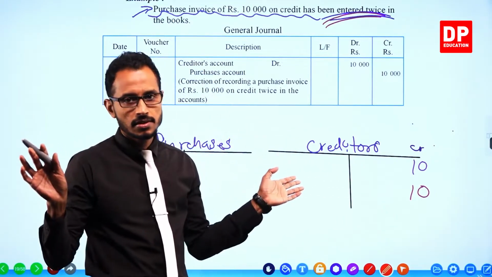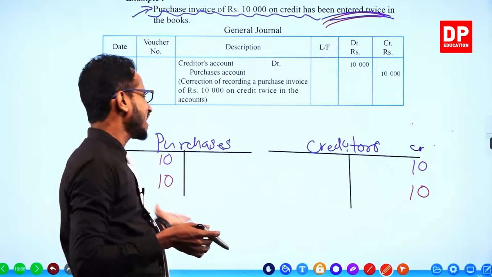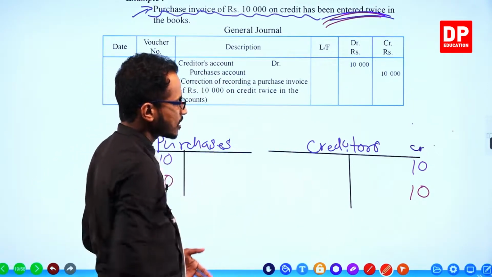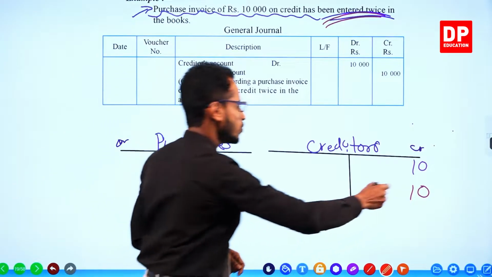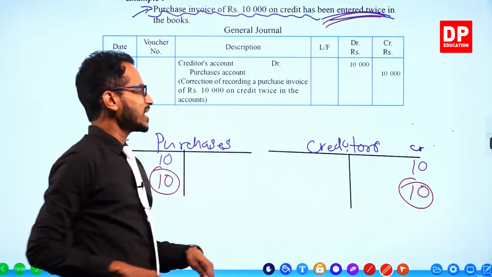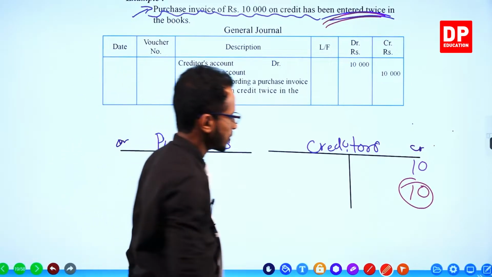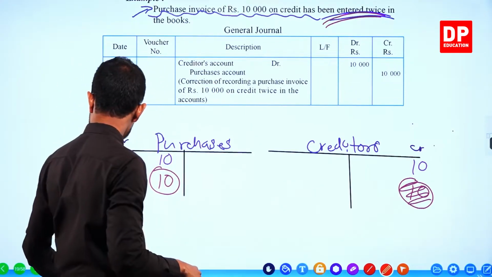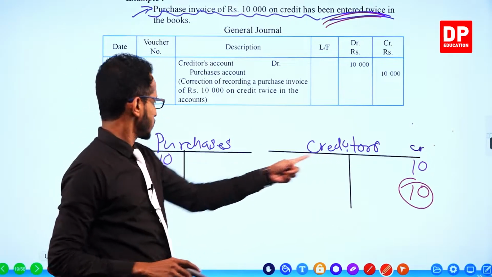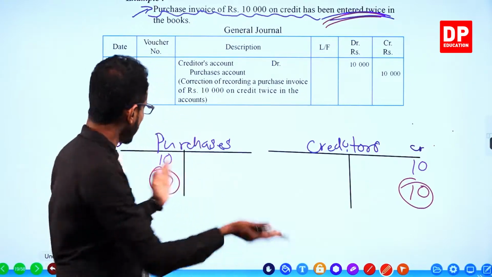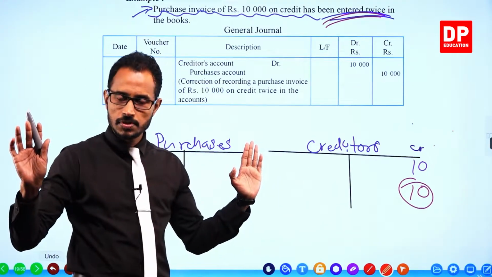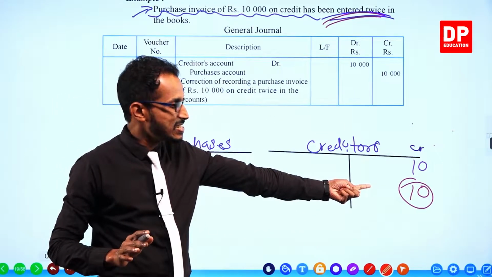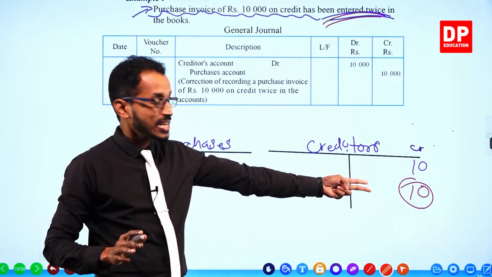You can't erase it. You can't say, this is a duplicate entry, the same entry has been put twice, so this entry should be removed, that's why I'm going to erase it. Can't do it. If one entry is recorded and the same entry is again recorded, there's nothing to do. You have to remove the duplicate entry with another double entry.